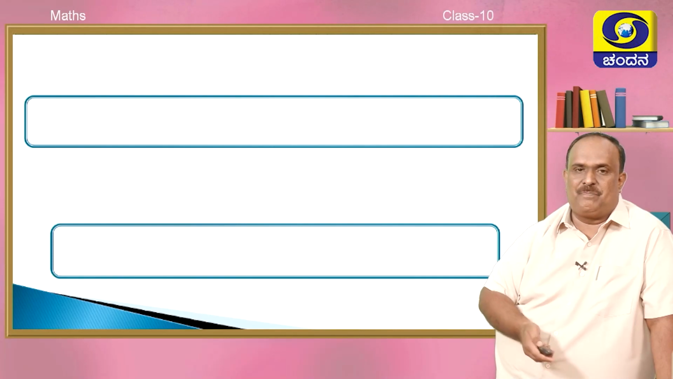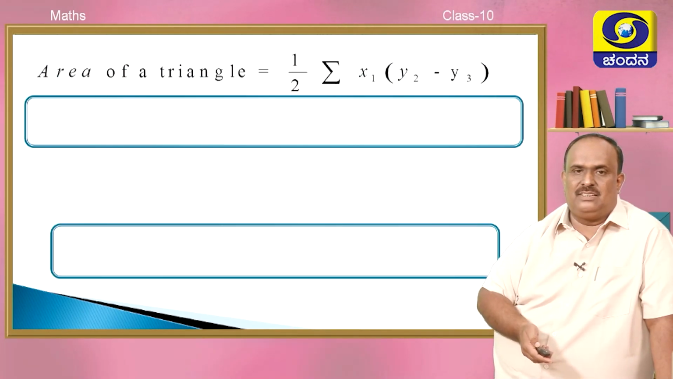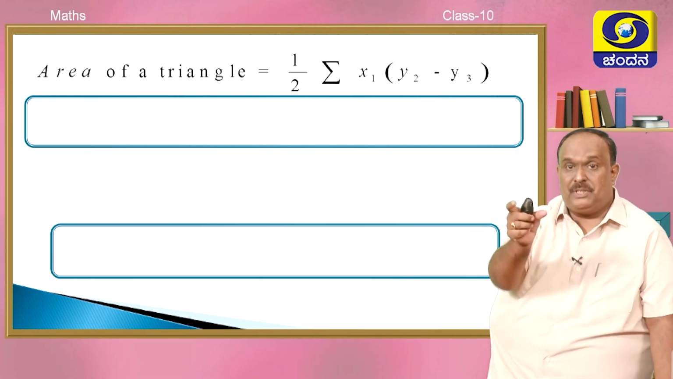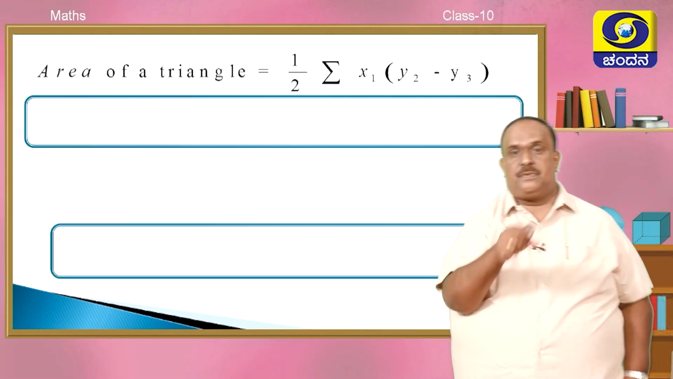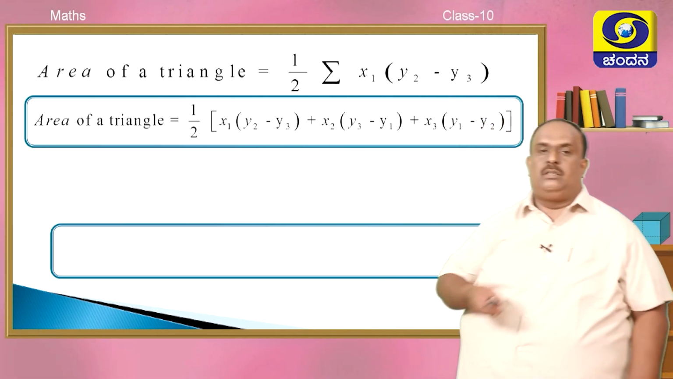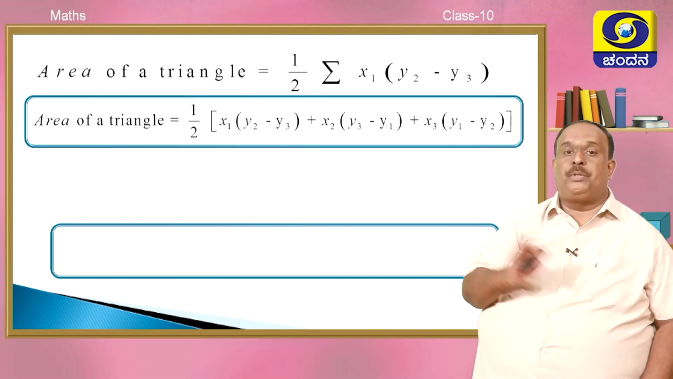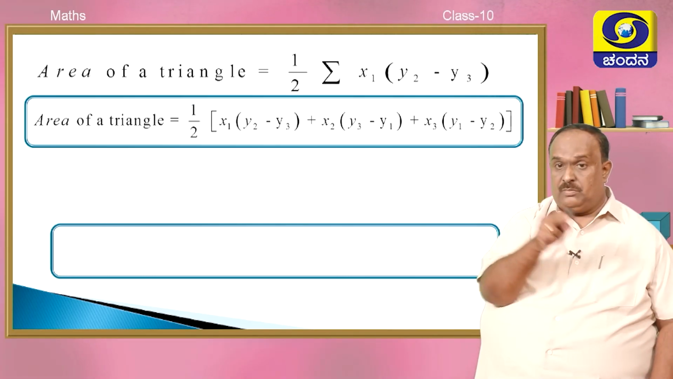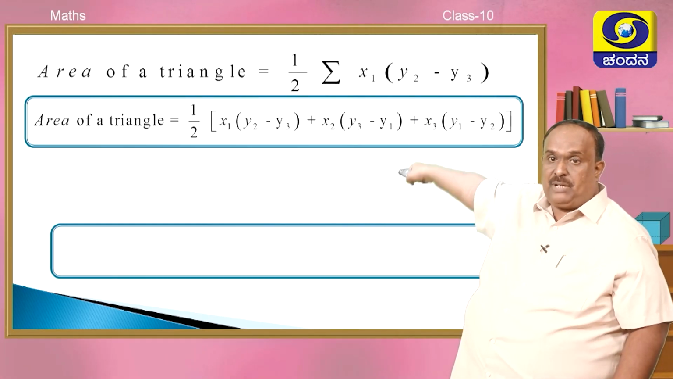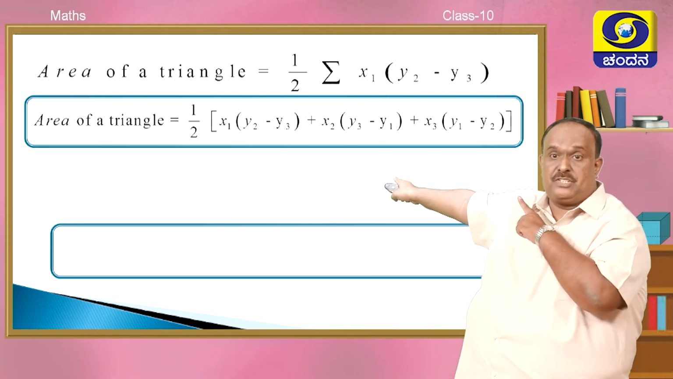Now let us change. See what happens. This is the area of the triangle. I told you x, y minus y, 1, 2, 3. Now that will be the first term. What is x1 into y2 minus y3 is the first term. Half. Open the bracket. First term x1 into y2 minus y3 plus, summation.